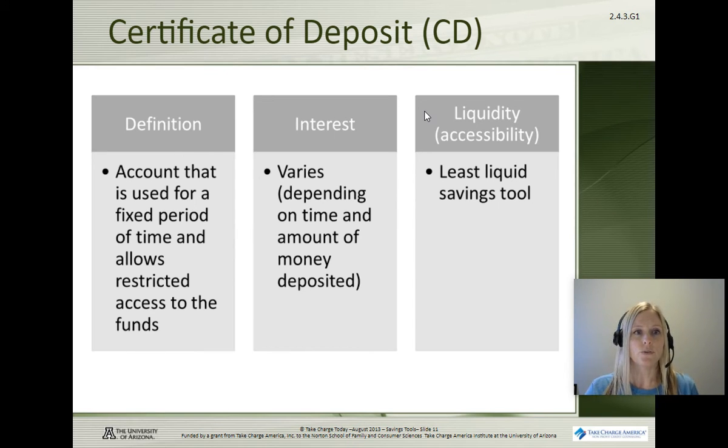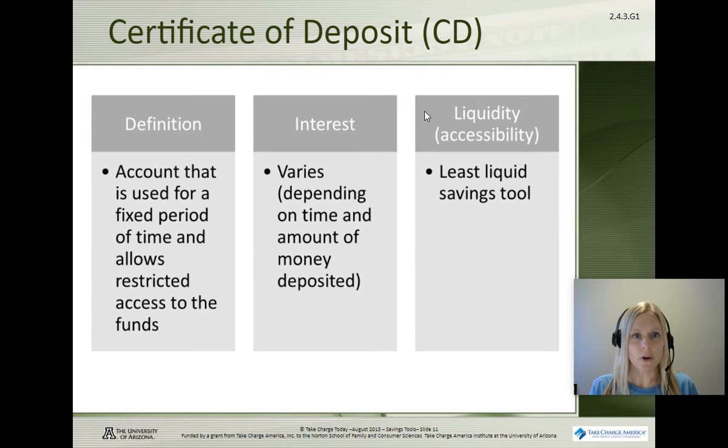However, if you get it out early, there's probably going to be penalty fees. You might not get to keep the interest that you were supposed to earn on that CD. But say you put that same $500 into a 5-year CD, it's going to return a higher interest rate for you. And this is going to be the least liquid savings tool, mostly because there's that time restriction on them. Typical CDs are 1 year, 5 years, 10 years.